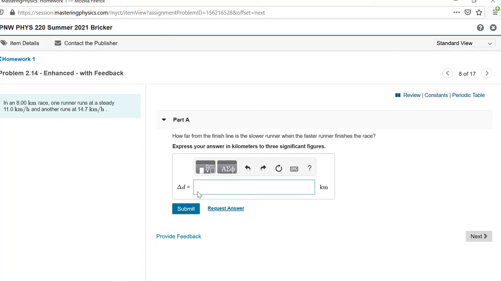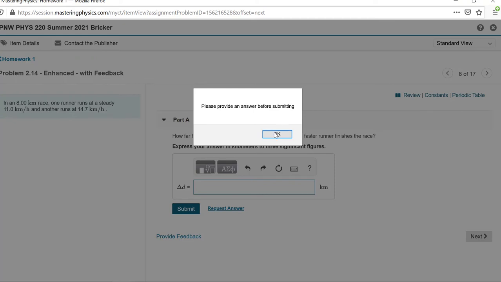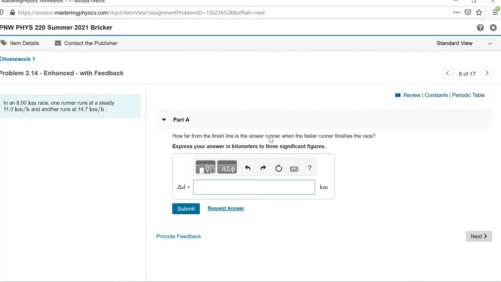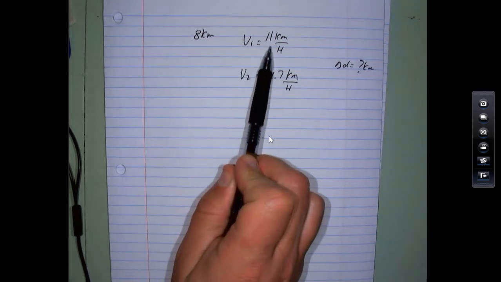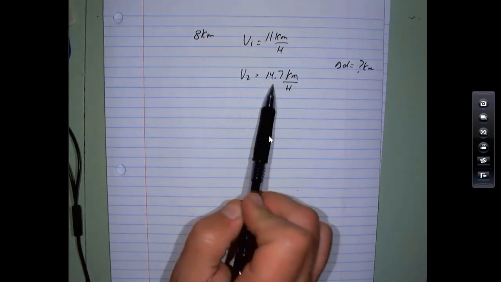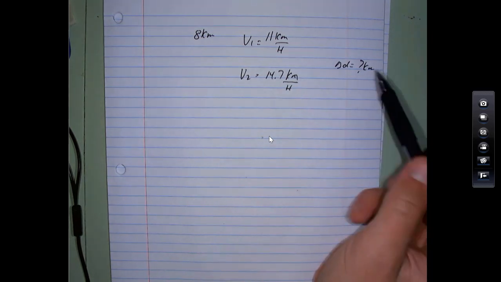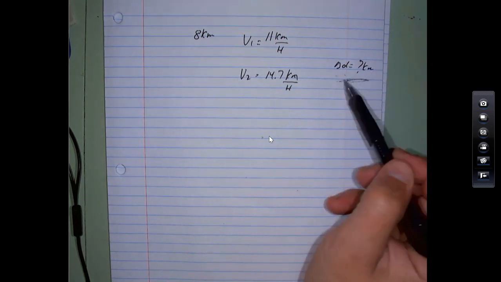Okay, let's take a look at this. Sorry, I hit the wrong button. Okay, so the race is 8 kilometers. Slower runner 11 kilometers per hour. Faster runner 14.7 kilometers per hour. How far is the slower runner from the finish line at the point where the faster runner finishes?